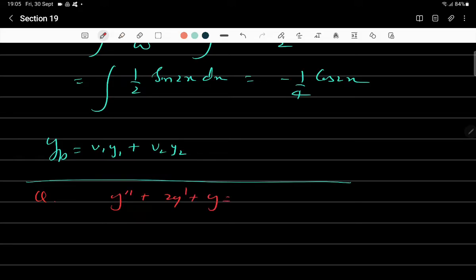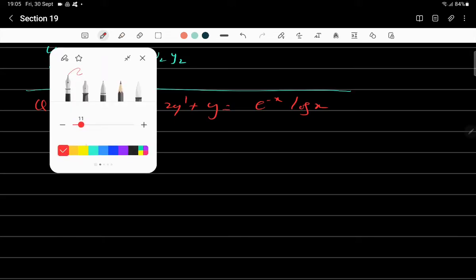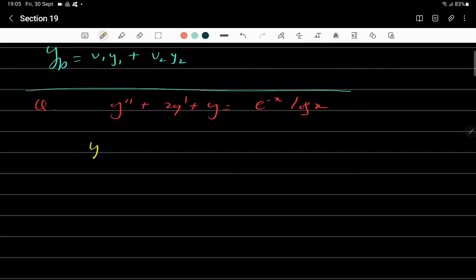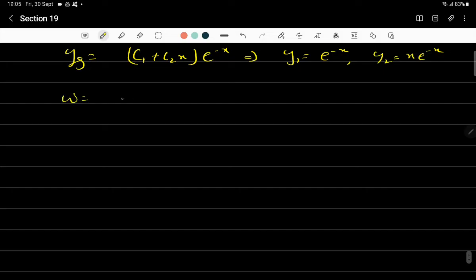Please do all the questions by yourself first, and you can see that all these questions cannot be solved using the method of undetermined coefficients. So again I must consider the homogeneous part first. So y'' + 2y' + y = 0. That gives me the auxiliary equation, and that gives me the values of the roots. So my yg is (c1 + c2 x) e raised to the power -x. So I can consider y1 as e raised to the power -x, and y2 as x e raised to the power -x. Now compute the Wronskian.